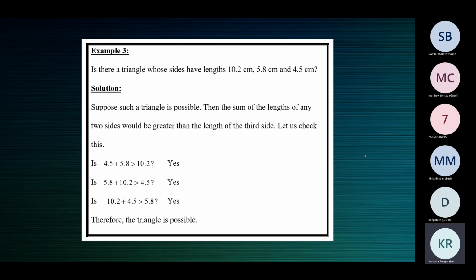Got it, children? Yes, ma'am. Understood this slide, ma'am. Okay, so everywhere you see that the sum of the lengths of any two sides is greater than the third side. So a triangle is possible with these lengths. Also take a screenshot, children. Yes, ma'am. Already took.